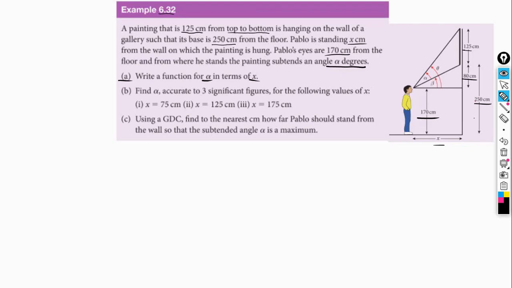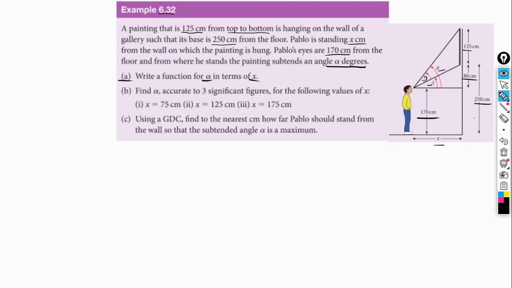And then notice that we have named the angle alpha, which is right here, the angle at which his eyes subtend, looking from the base of the painting to the top. And notice that we have named this other angle here beta, which is the angle that would be from the horizontal that is represented by his eyes up to the base of the painting. And then both angles together would be theta.